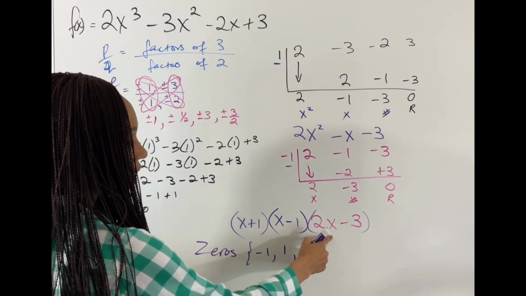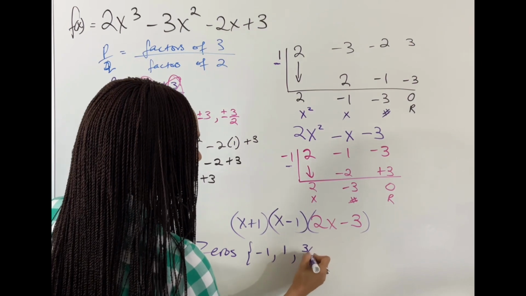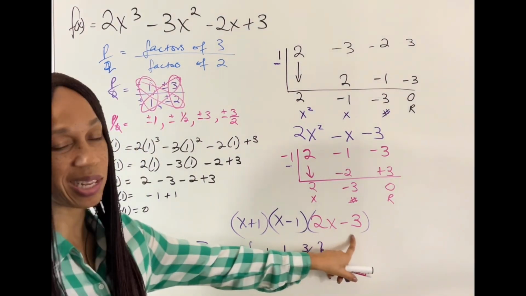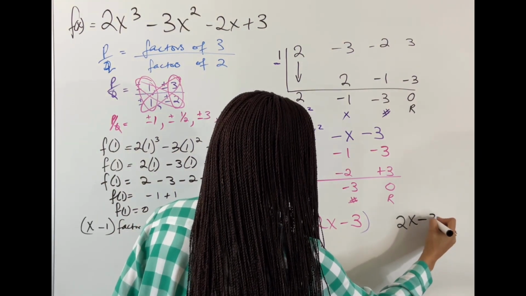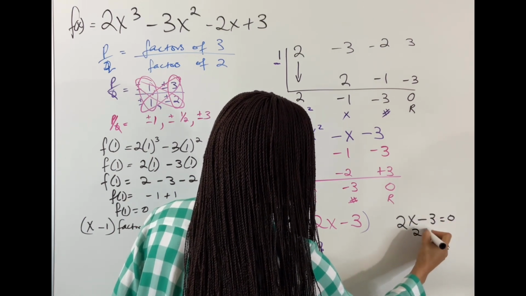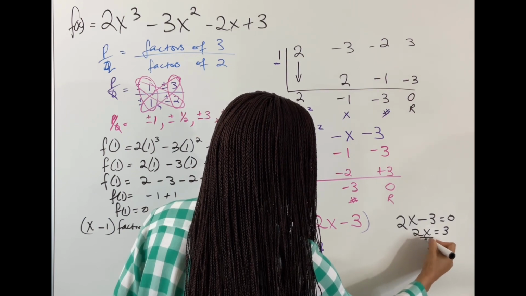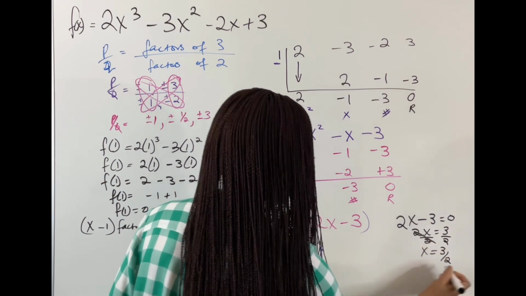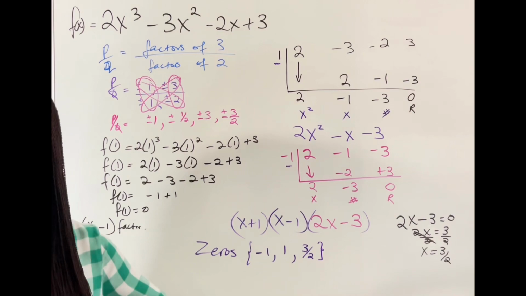So therefore, because you have 2x minus 3, your factor here is going to be 3 over 2 for your other 0. So this is 3 over 2 because you have to set this equal to 0 and further factor it out. So you have 2x minus 3 equals 0. You bring that negative 3 to the other side, so you have 2x equals 3, and therefore you divide by 2 on both sides, and you will end up with x equals 3 over 2. So that's why you have 3 over 2 as your other 0.